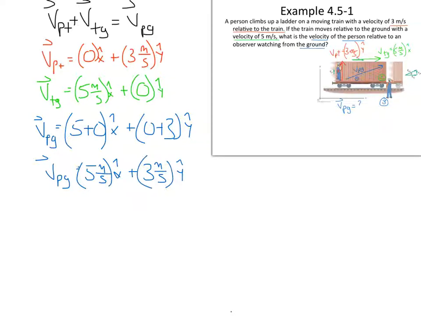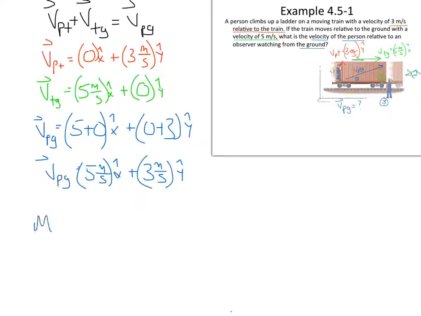So that is the vector in unit vector form of the person climbing the train. They're going horizontally 5 meters per second and vertically 3 meters per second. Now let's just find the magnitude and direction of that person, the velocity of the person with respect to an observer on the ground, and that'll be our answer.